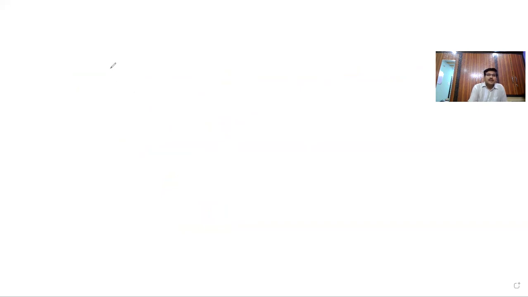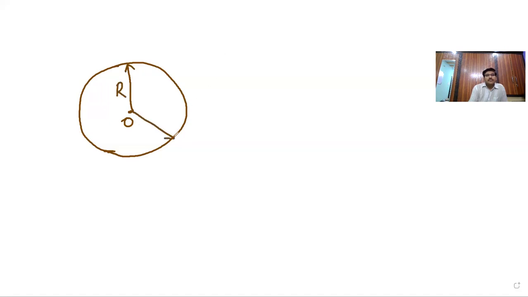This is the given circle. This is the center O. This is OA, R. This is OB, again R. This is the initial point A. This is the final point B. The angle between them is clearly given as 120 degrees. Clear?